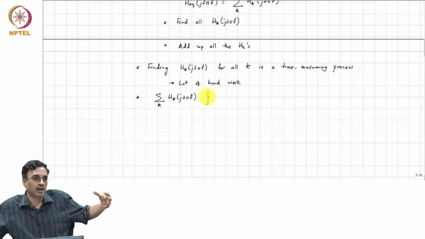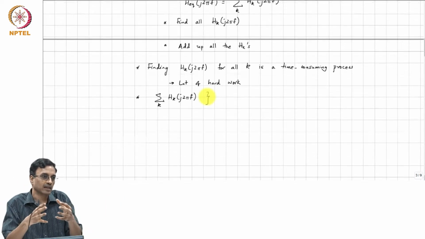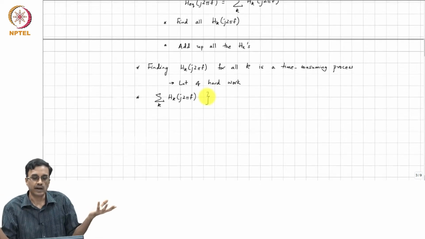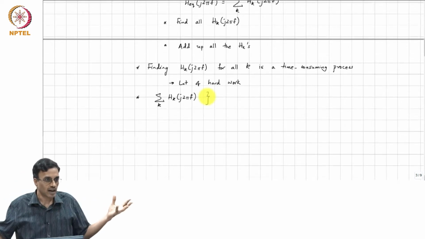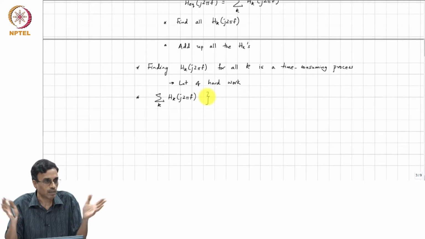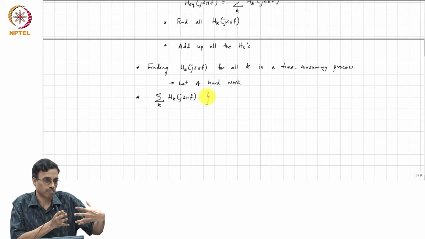Then what are you doing? You are adding all of them, and the sum obviously has got lesser information than the individual parts, right. So, you are working so hard to get all this information and then throwing most of it away because you are only interested in the sum, right.